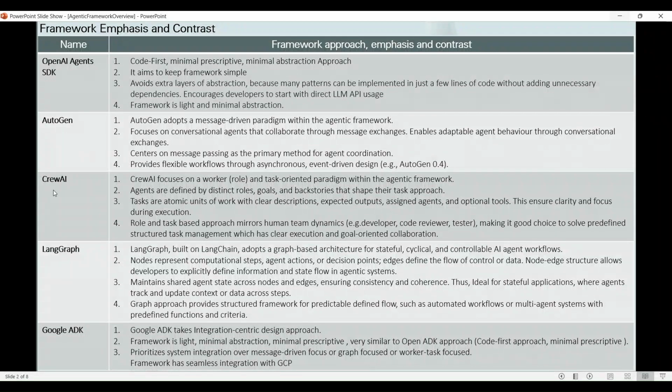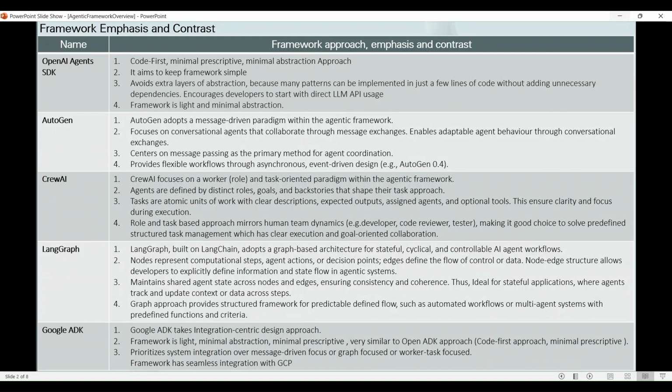Now let's focus on CrewAI. So CrewAI employs a role and task-based structure. Each agent is given a clear role, goal, and backstory. So a combination of a role, goal, and a backstory guides the agent to tackle the task.